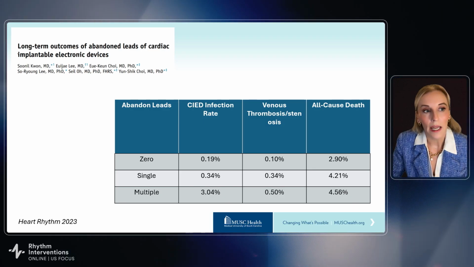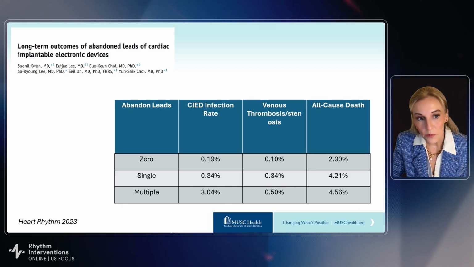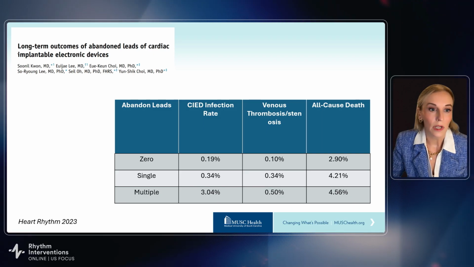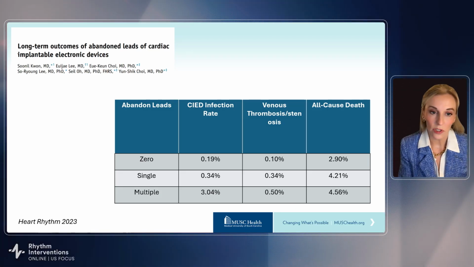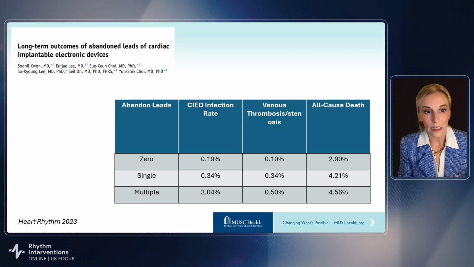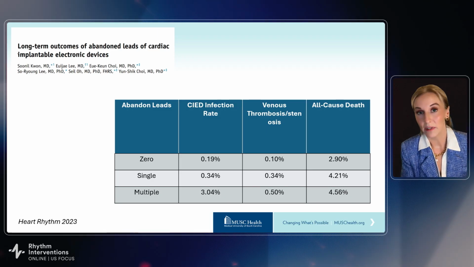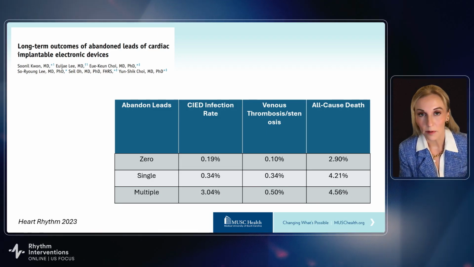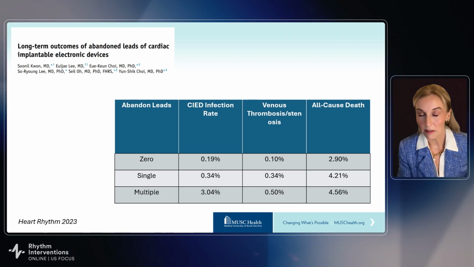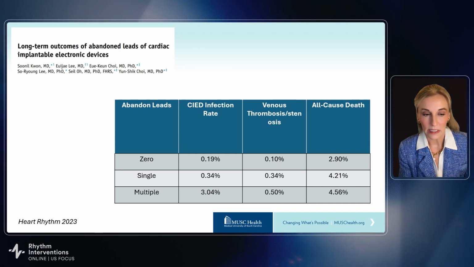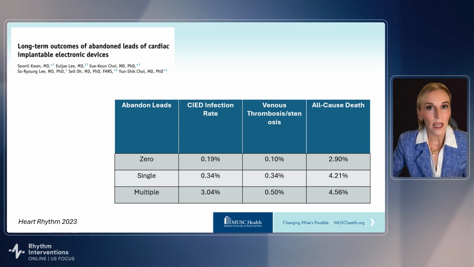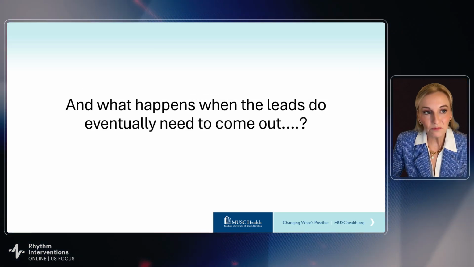If we also look at the long term outcomes, we know that if we look at infection rate as well as venous system occlusions and potential thrombosis, again, we see an incremental increase in these problems once we start to have a single abandoned lead or even multiple abandoned leads. So there's a trend in the data overall, through different ways that we look at it, that there's an increased risk of infection in these patients and an increased risk of thrombosis and venous complications as well.